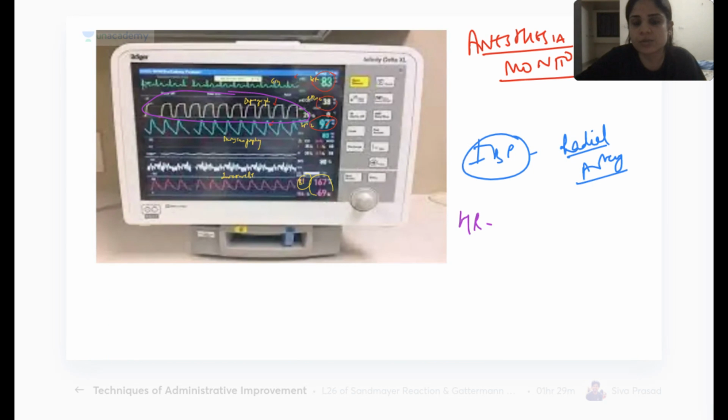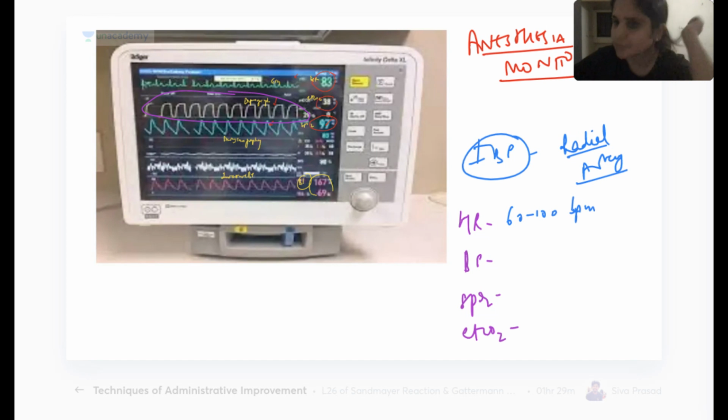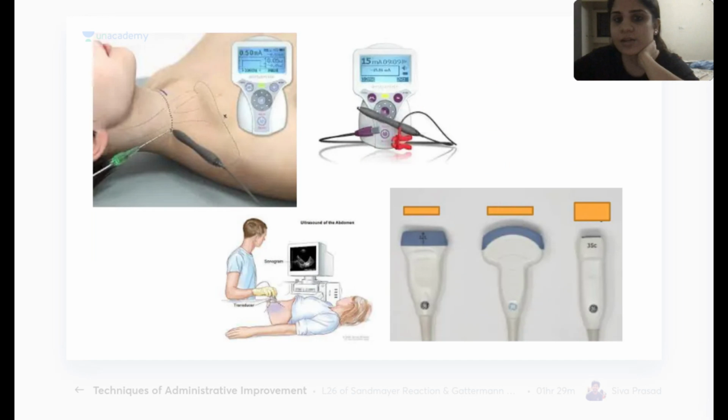Now you should also know the normal values. What is the normal value of heart rate, normal value of blood pressure, normal value of saturation and normal value of end-tidal carbon dioxide? Tell me. Normal value of heart rate: 60 to 100 beats per minute. Normal value of blood pressure: normal blood pressure is 120 by 80. Normal saturation is more than 95% at room air and normal EtCO2 is 35 to 45 mm of Hg. Okay, these are your normal values.